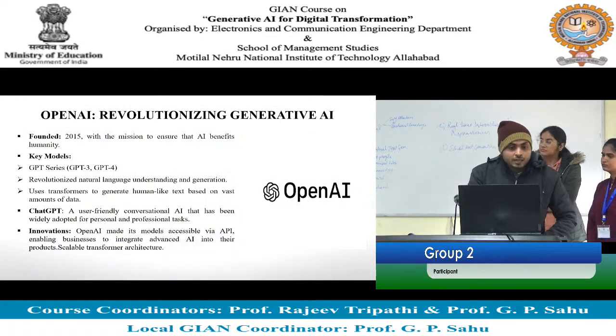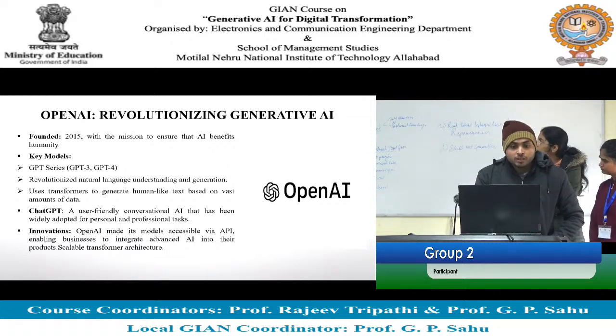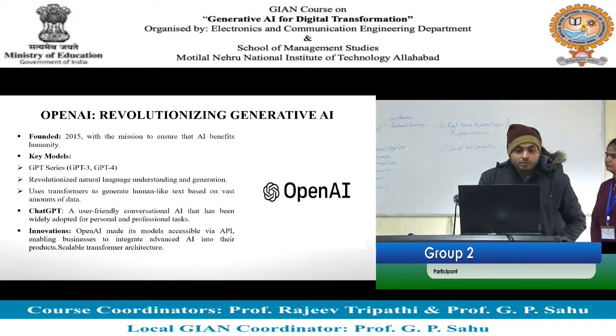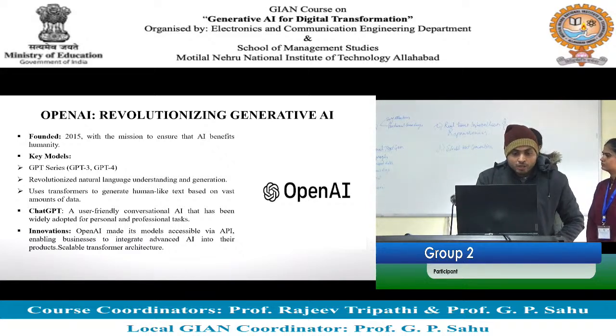OpenAI started in 2015 with a mission to ensure that AI benefits humanity, and its key models are GPT-3 and GPT-4. ChatGPT is a user-friendly conversational AI that has been widely adopted for personal and professional tasks. Its innovation is that OpenAI made this model accessible via APIs, enabling businesses to integrate advanced AI into their products.